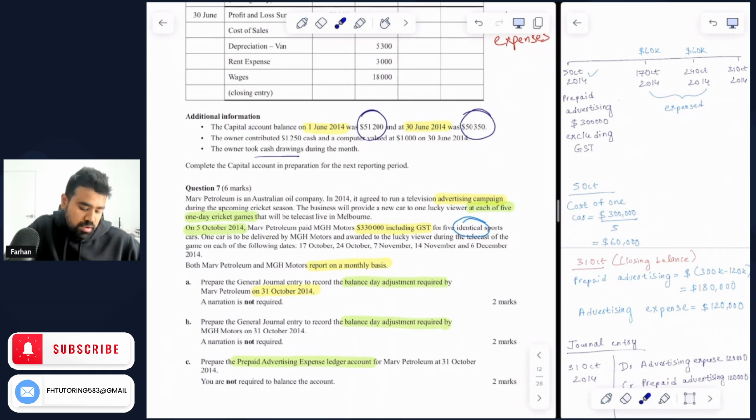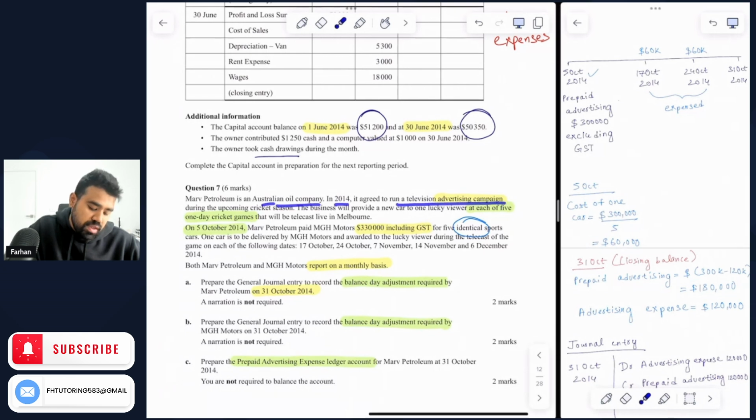Mark Petroleum is an Australian oil company. In 2014, it agreed to run a television advertising campaign during the upcoming cricket season. The business will provide a new car to one lucky viewer at each of 5 one-day cricket games that will be telecast live in Melbourne.